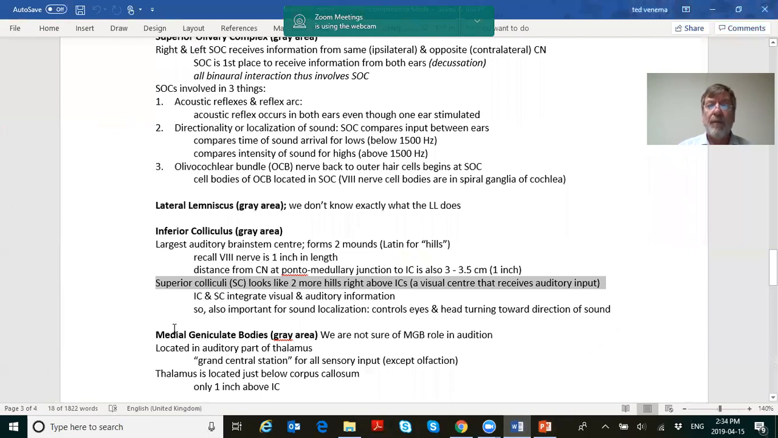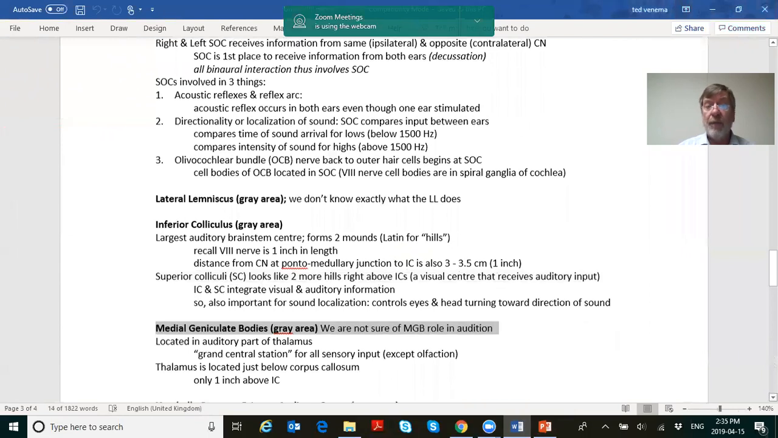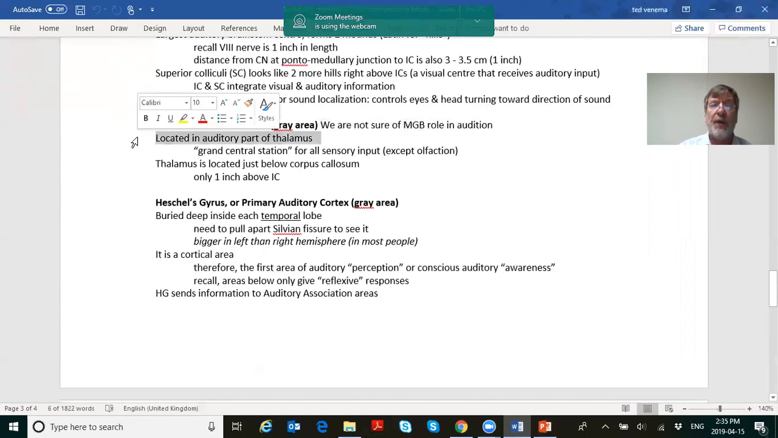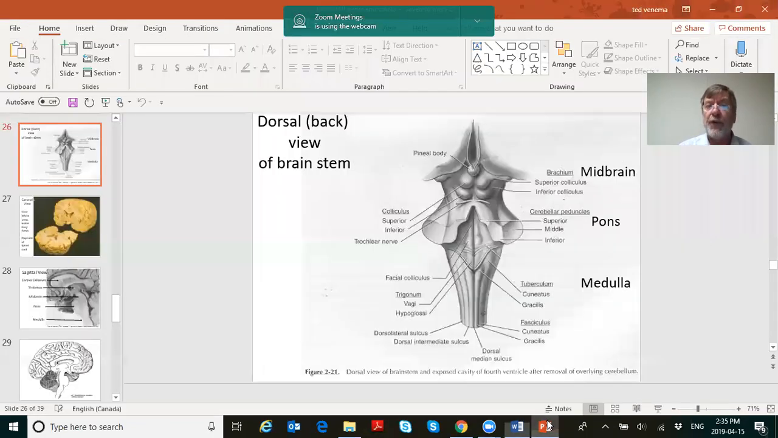All right, we go higher up now to the medial geniculate bodies. We do not know exactly what these do either, but they are located in the auditory part of the thalamus. Now, what's the thalamus? Let's look at it in our pictures here. It's above here. Let's look at the thalamus.